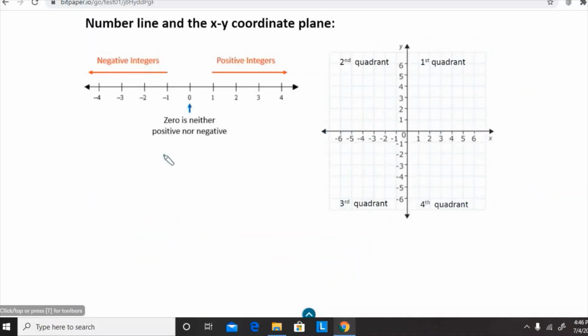Okay, in this section we are going to briefly talk about the number line and the xy coordinate plane. The number line is a one-dimensional system to measure position relative to a reference point. The reference point here is 0, as you can see. Anything to the right of 0 is considered positive numbers, and to the left they are considered negative numbers.